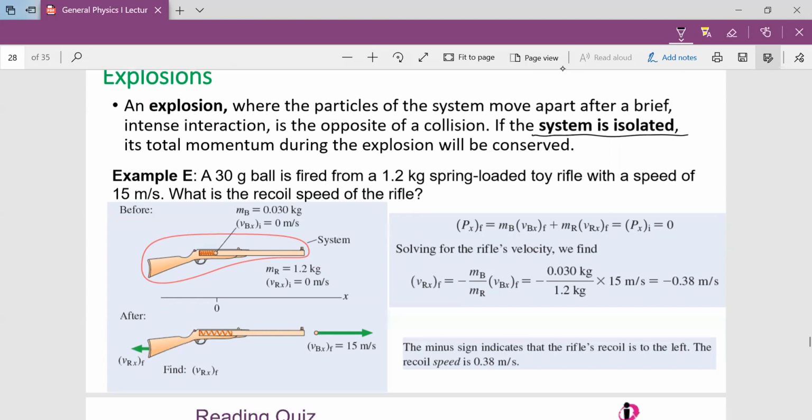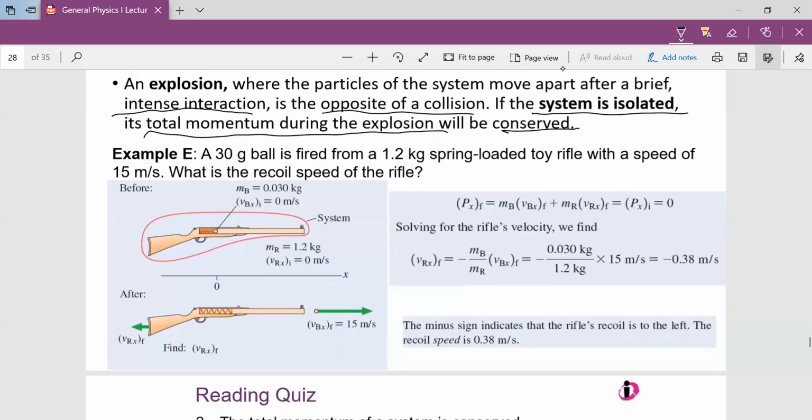An explosion is where the particles of the system move apart briefly after an intense interaction. Mostly, they move in opposite directions when they collide. And if the system is an isolated system, it simply means the total momentum during the explosion is going to be conserved. It's going to remain constant. Why? Because the system is only going to have internal force interactions, which are the action-reaction pair of interaction.